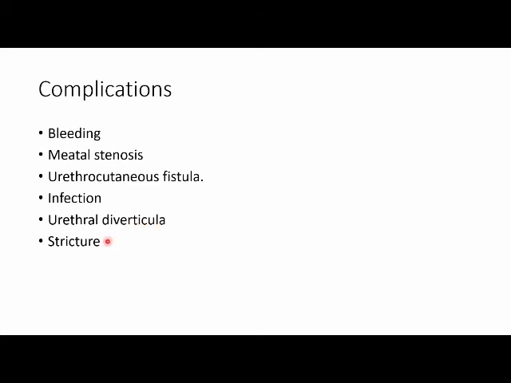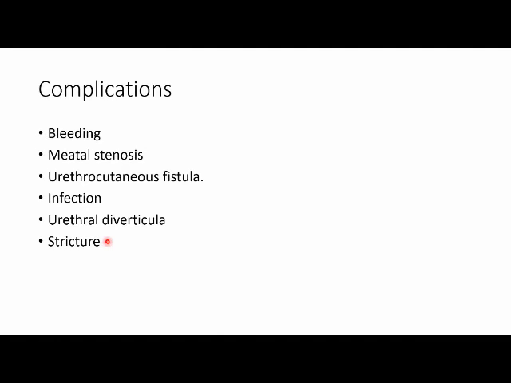Another complication which can occur is a stricture. Mostly it will be a distal stricture, which will be amenable to urethral calibration and dilatation. If it is not, like if it is a more proximal stricture, a long gap stricture, then we will have to go ahead with a urethrotomy and stricture repair.